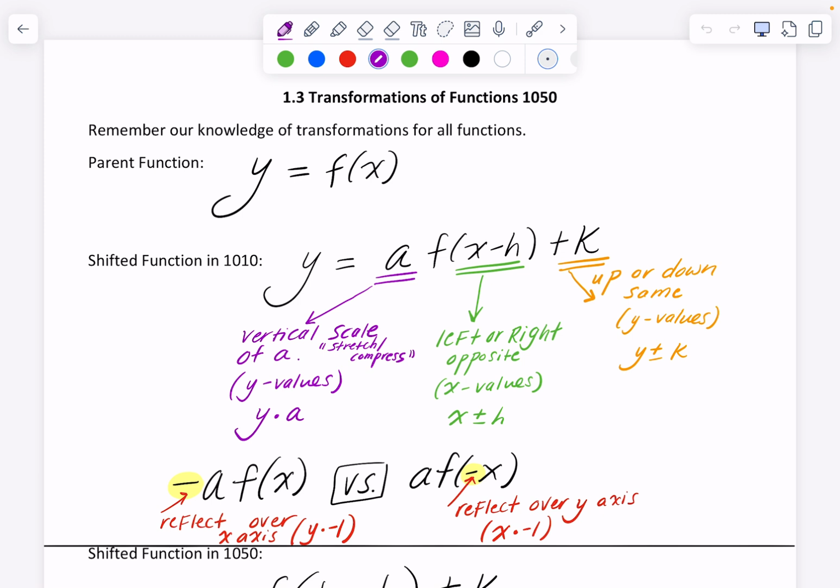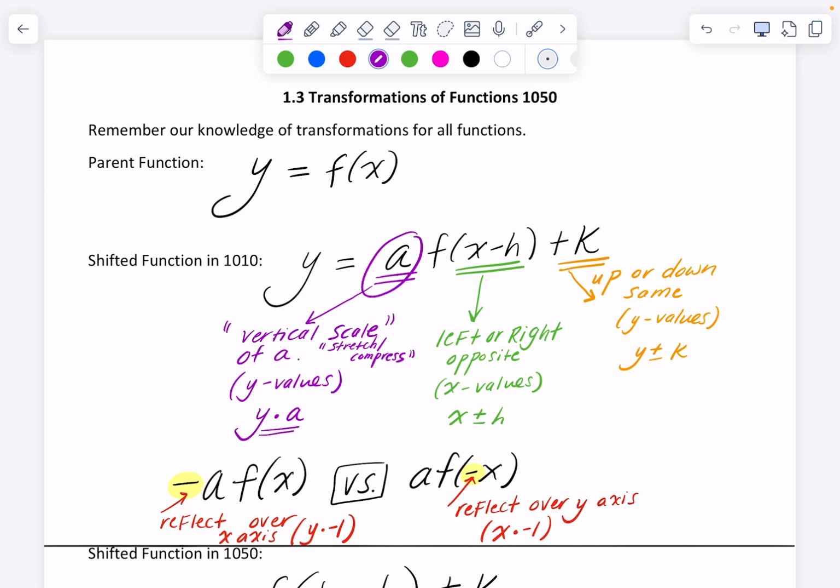Now we do have to know our stuff for this. Everyone, wouldn't you agree the a value in front is a vertical stretch or a vertical compression? They use in this textbook the word scale. It doesn't matter. If you're saying stretch, compression, or scale, I get the picture. We know that it only affects our y values. We've got to have this memorized and very straight in our heads. It only affects our y values, and to fix the y values, we just times them by a.